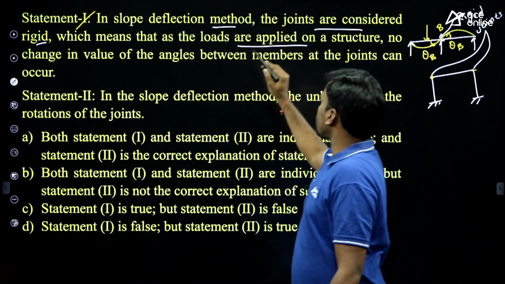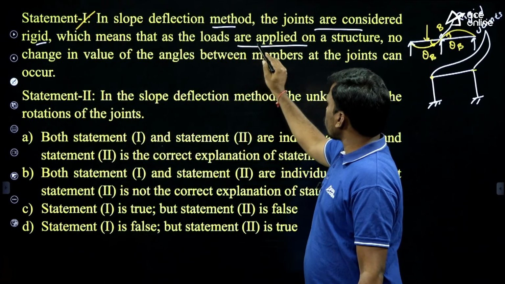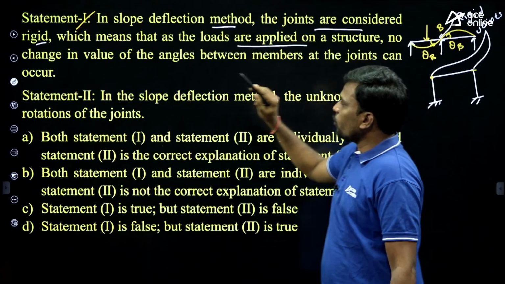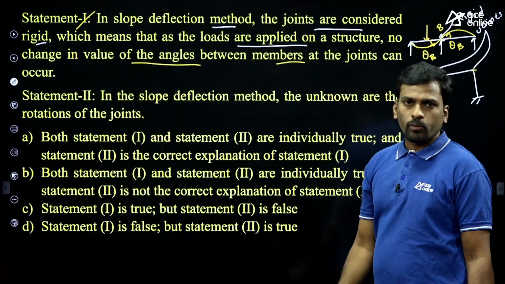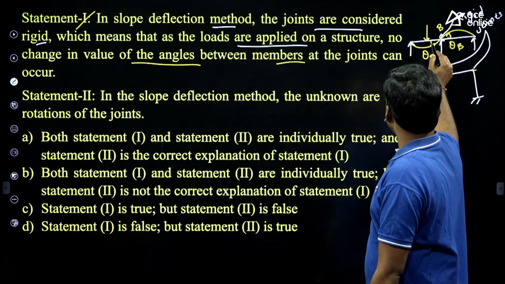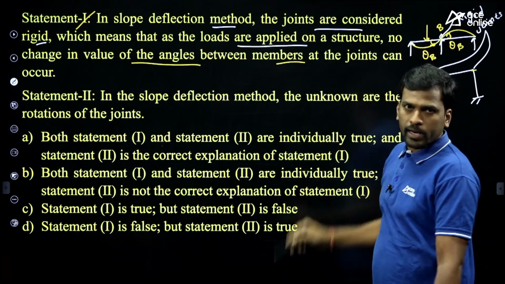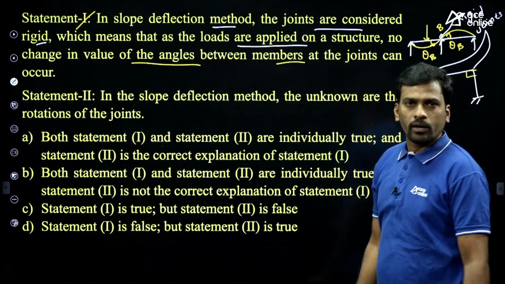In slope deflection method, the joints are considered rigid, which means that as the loads are applied on the structure, there is no change in the angle between the members. So the angle between the members remains the same. Before loading it is 180 degrees, after loading also 180 degrees. And before loading it is 90 degrees, after loading also 90 degrees.